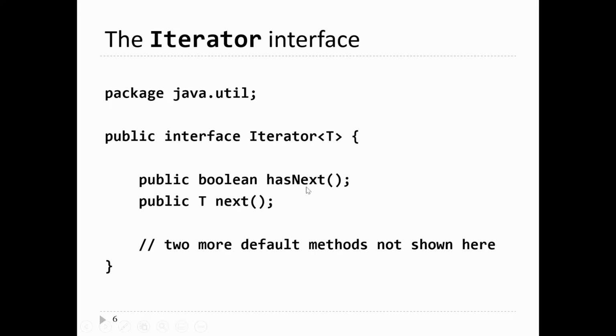If hasNext returns true, you can call next. next returns the next element in the sequence. So make an iterator, call next the first time, that gives you back the first element in the sequence. Call it a second time, that gives you the second element. Call it a third time, that gives you the third element, and so on and so forth. If you call next and there are no elements left in the sequence, you get an exception.